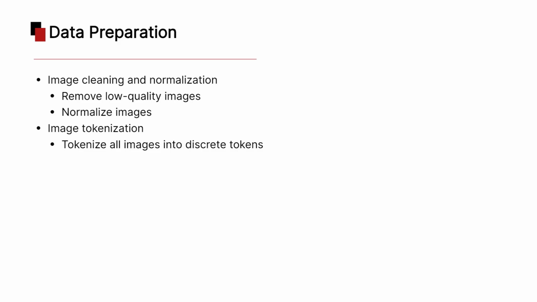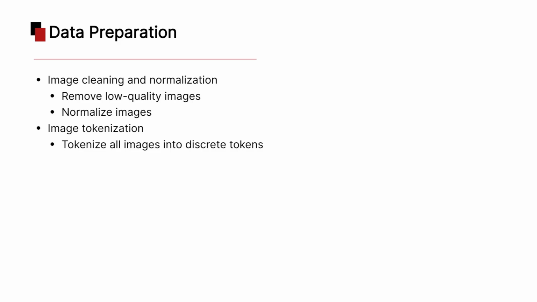In the data preparation stage, our goal is to ensure that the training dataset is both high quality and consistent, so our image synthesis model can learn from the best possible examples. We begin with image cleaning and normalization. First, we remove low-quality images. These could be blurry, have poor lighting, contain compression artifacts, or simply not match the style we aim to generate. Low-quality samples can introduce noise into the training process, leading to less sharp or coherent outputs.